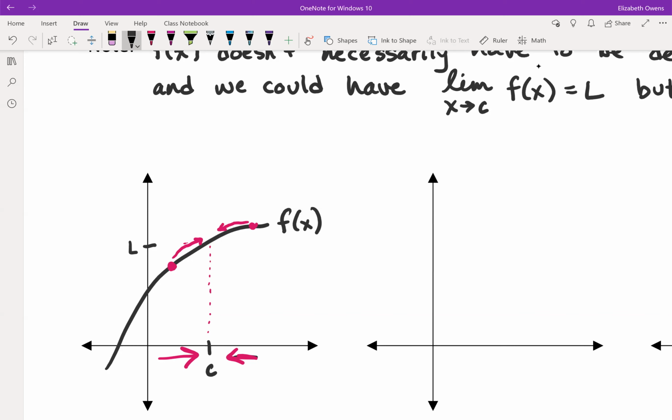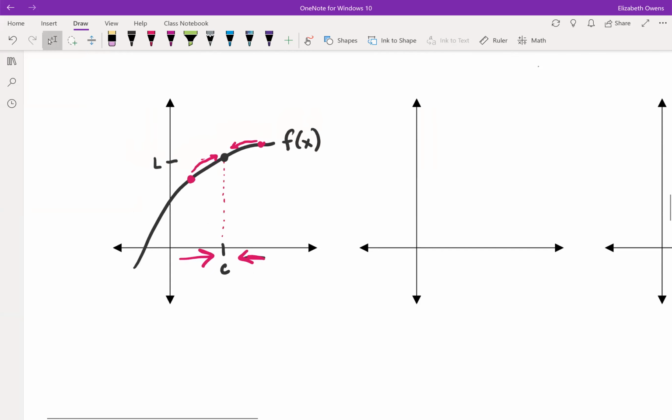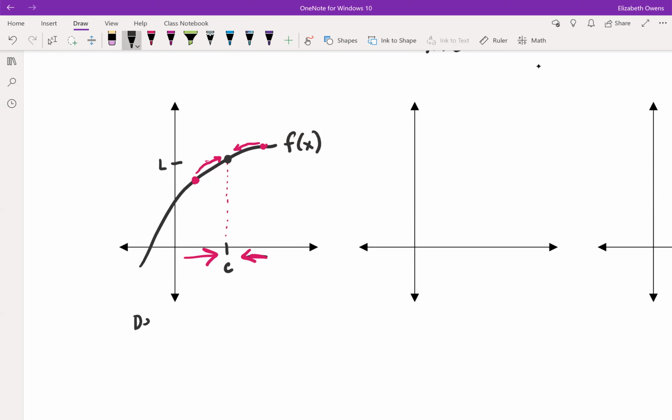And we've drawn a solid function here, okay? The function f of x doesn't have a hole in it. It's actually defined at x equals c. There is a point there. And the value f of c actually equals L. So this function is defined at x equals c, and also f of c equals L. All right.